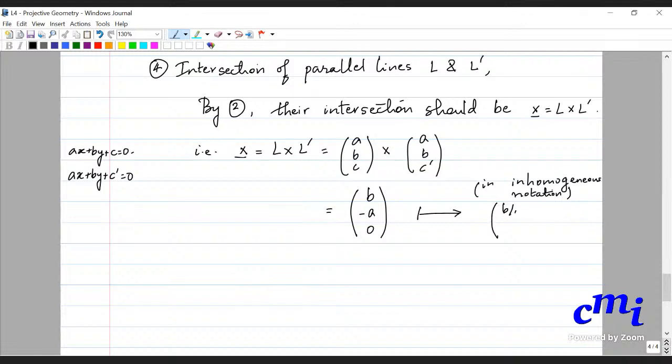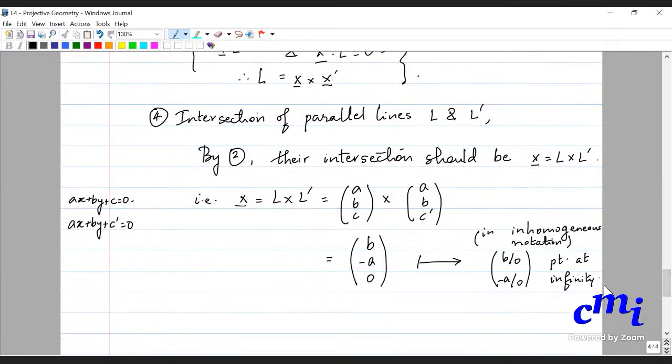This point stands for B divided by 0 minus A divided by 0, which is a point at infinity. Right? Yeah. So did this match our expectation, that the intersection of parallel lines should be a point at infinity? Yes, right? And this point at infinity has been expressed in the same homogeneous notation, just like any other point in P2.